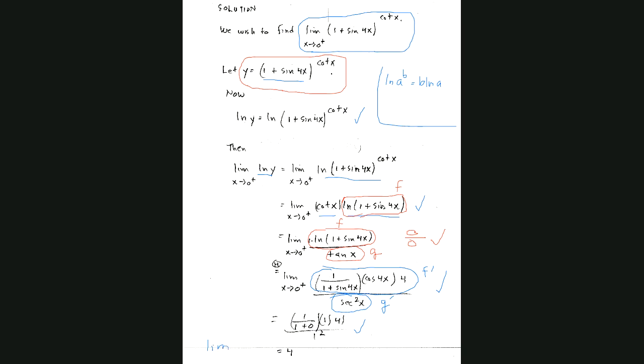So the limit as x approaches 0 from the right of the log of y equals 4. But is that our final answer? Is that what we're looking for? No, it's not what we're looking for.